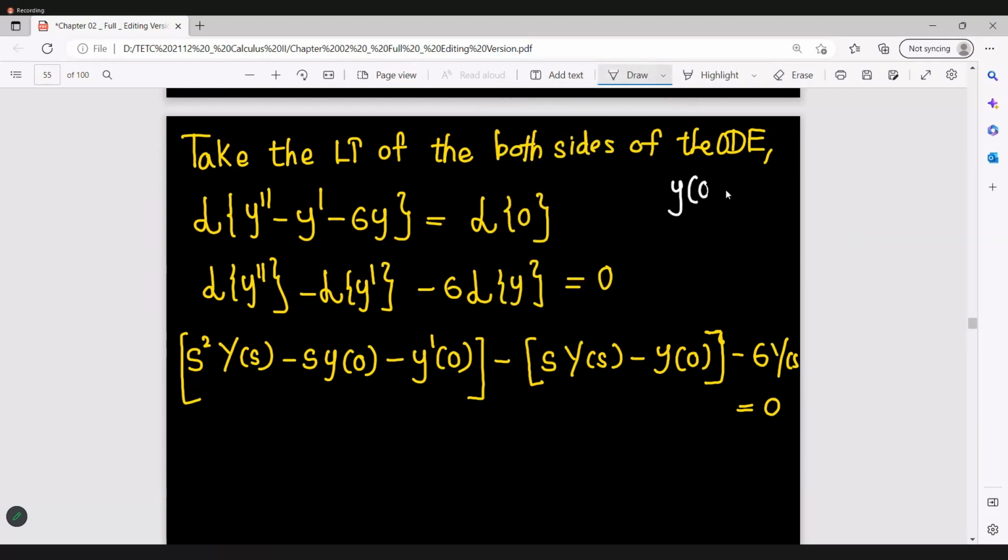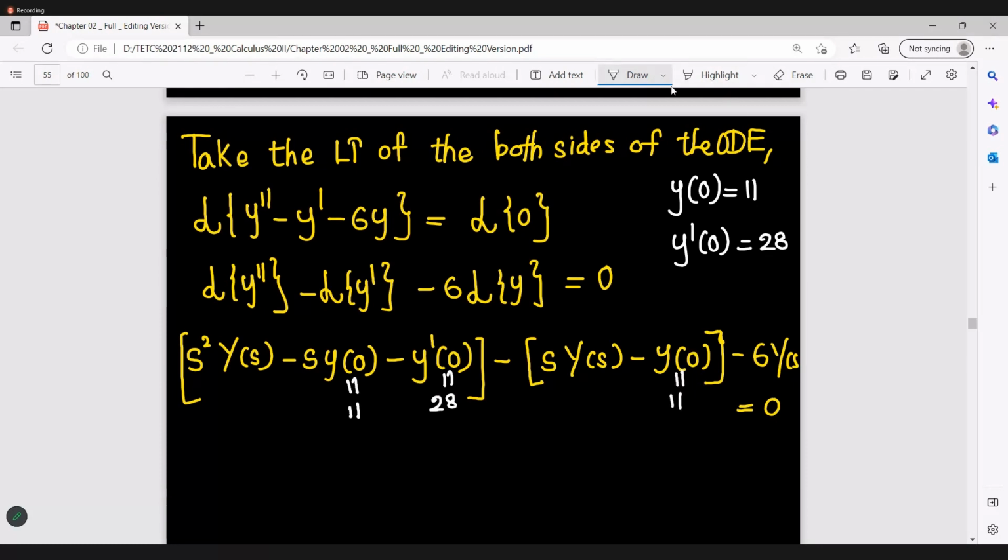Y of 0 is equal to 11 and y dash 0 is equal to 28. So the meaning of these two initial conditions is when t is equal to 0, the value of y is equal to 11, and when t is equal to 0, the value of y dash is equal to 28. So we can substitute those two values into this formula. So y of 0 is equal to 11, y dash 0 is equal to 28. So here there is another y of 0, so this is equal to 11.